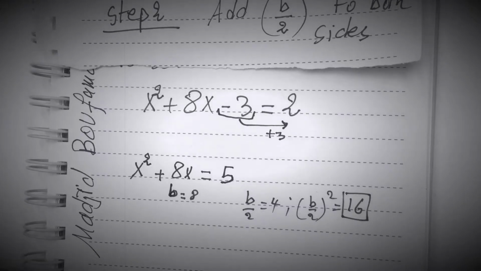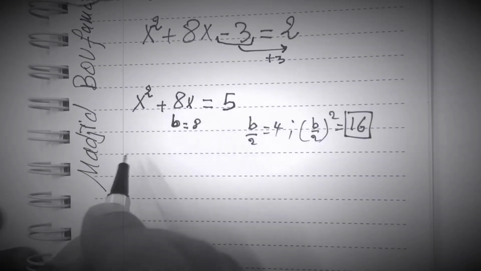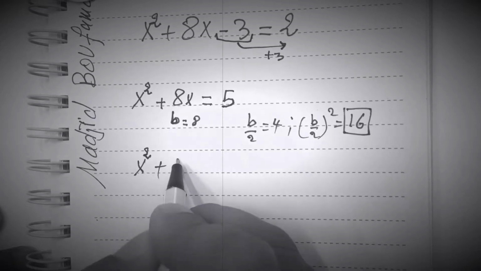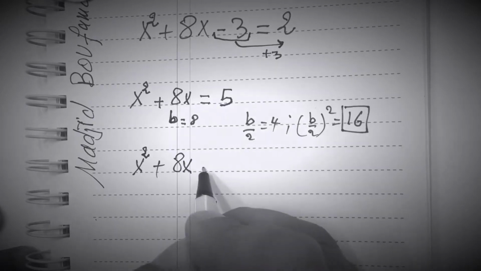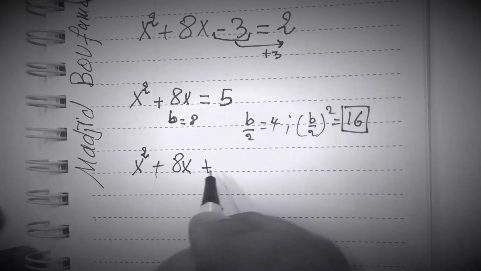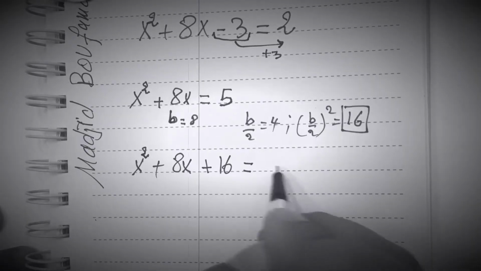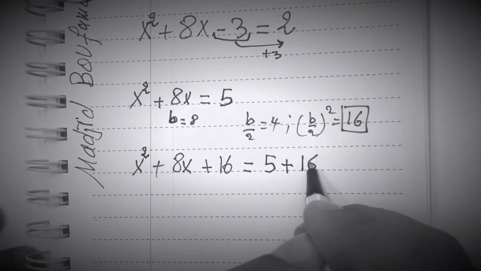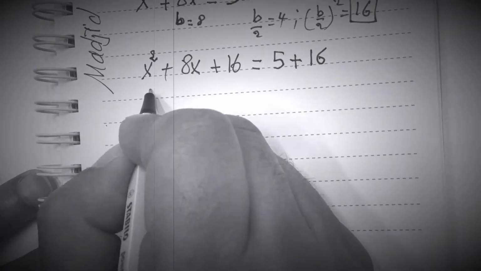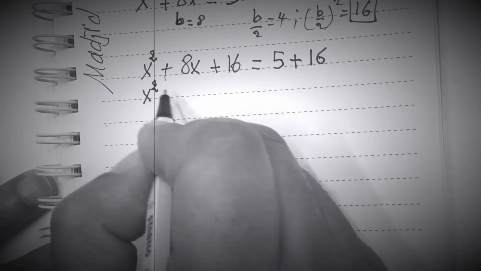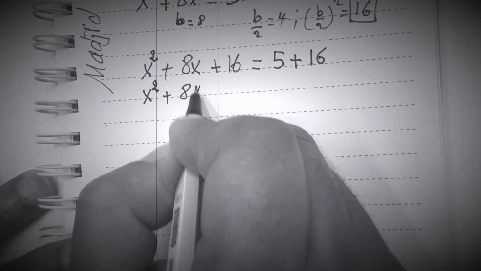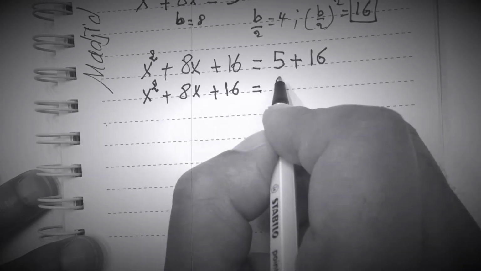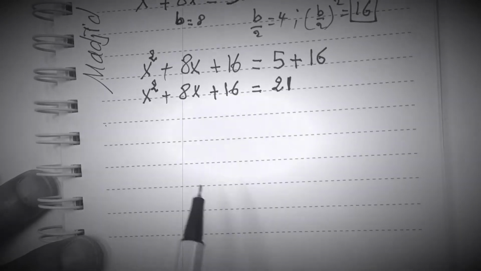So we get x squared plus 8x as it is. Then add 16, equals, you add 16 to the second side to maintain the equality. So you have to add to each side. Now we need to simplify this. So x squared plus 8x plus 16. And the second side, just simplify, you get 21.